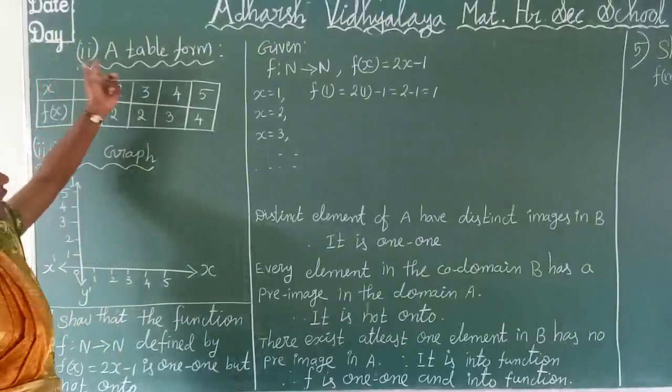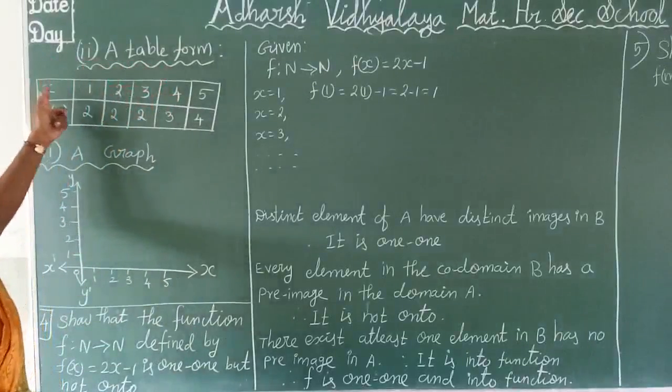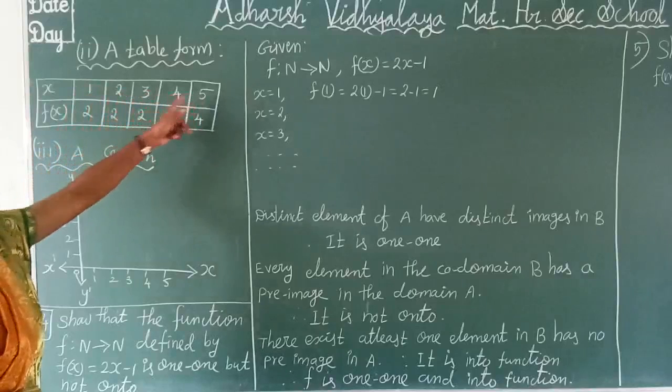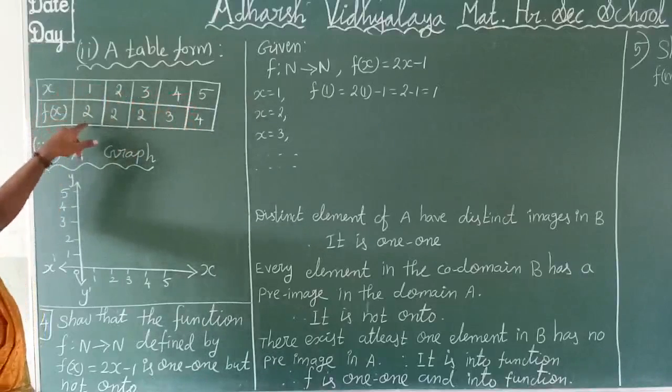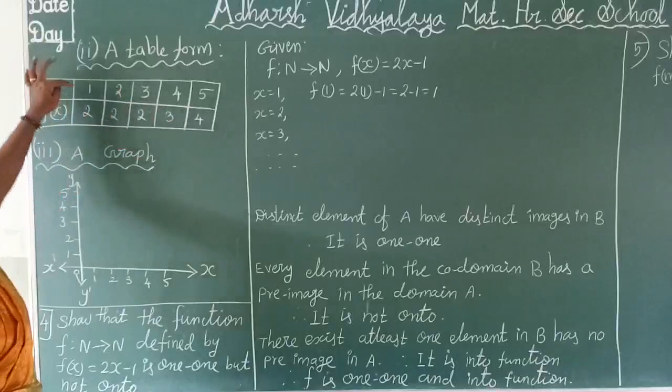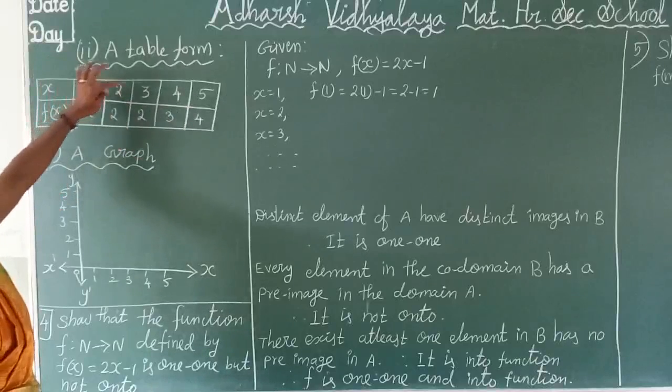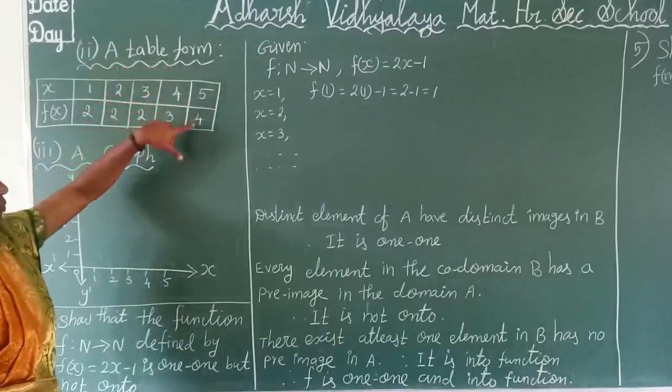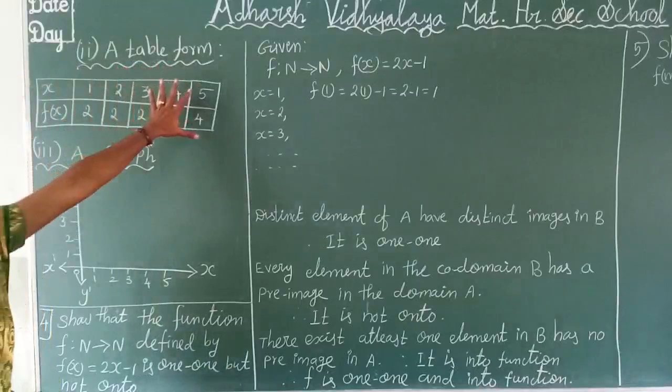Second option, a table form. Here x is 1, 2, 3, 4, 5. F of x is 2, 2, 2, 3, 4. The ordered pairs are (1, 2), (2, 2), (3, 2), (4, 3), (5, 4). So write a tabular form.